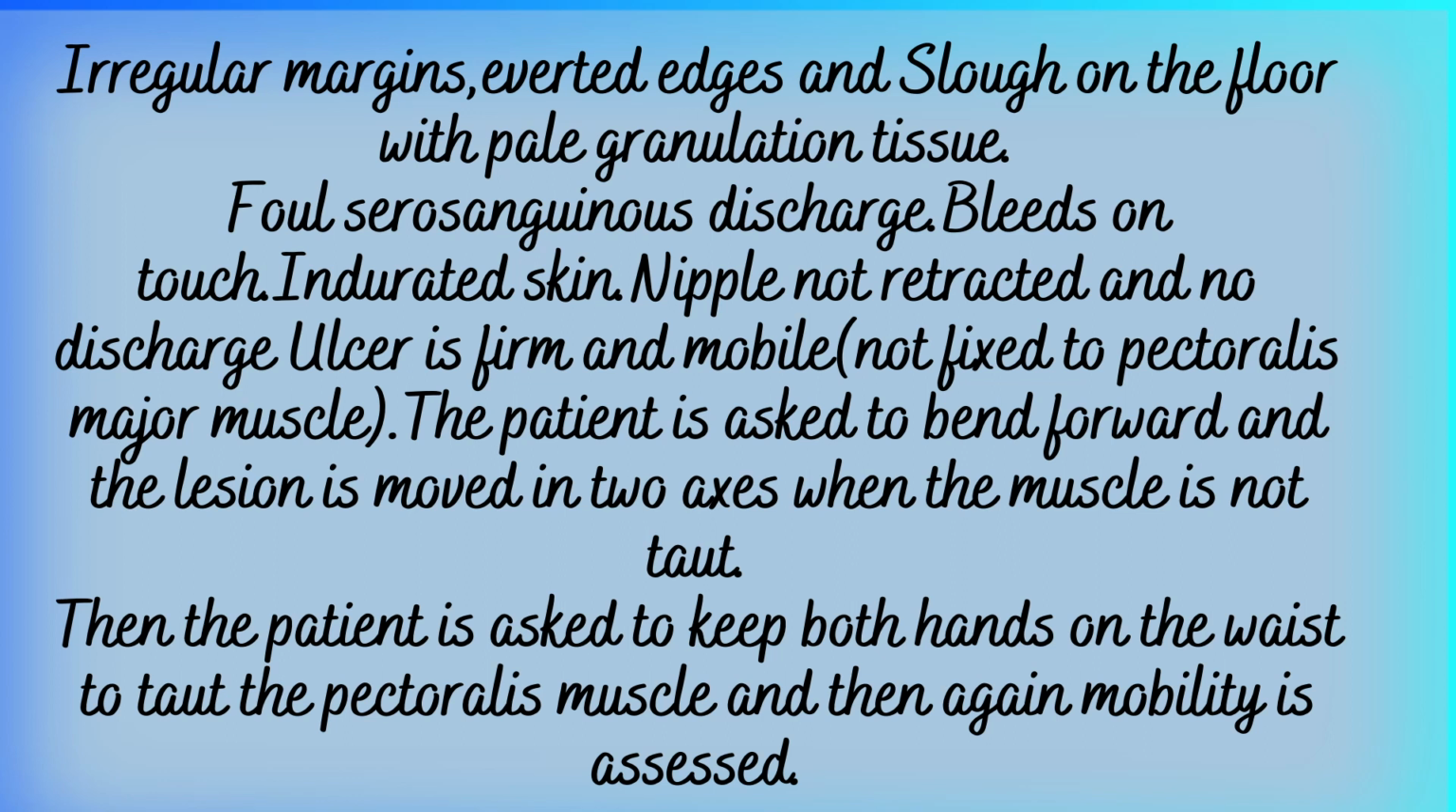So you will ask the patient, you ask the lady to bend slightly forward, and then you try to move that ulcer in 2 axes. Okay, first up and down, then left and right. You move that ulcer. If it is moving, okay, we'll say that this ulcer is firm and mobile, and it is moving in 2 axes. Okay, but the muscle is not taut.